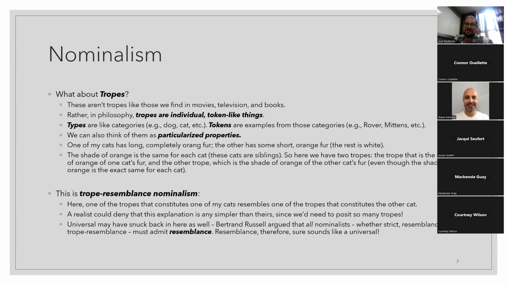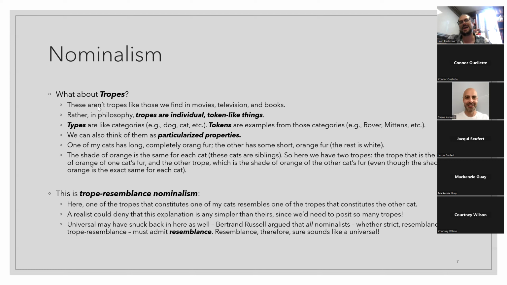So if family resemblance doesn't do the job, maybe trope resemblance does. There are all kinds of individual tropes, these particularized properties out there in the world. And sometimes, everything is really like a collection of tropes. And some of these tropes resemble other tropes, and we classify things together on that basis.